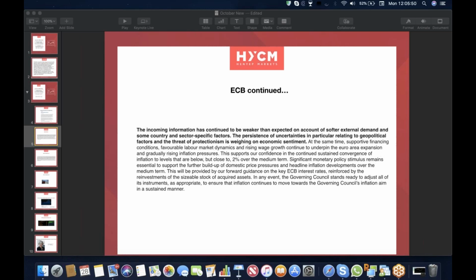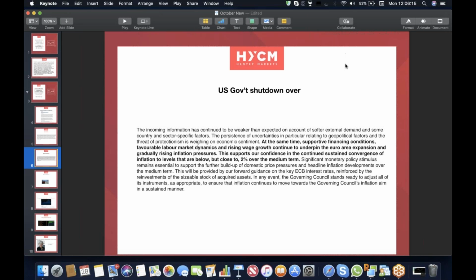during the question and answer session, Draghi said that the market had correctly understood the way the ECB was giving forward guidance, because the market's probability of rate hikes was pushing it back to the end of 2019, maybe even to 2020. So Draghi was recognizing that there's some negative drags on the Eurozone economy, but at the same time he gave quite a balanced message. He talked about supportive financing conditions, favorable labour market dynamics, and rising wage growth continuing to underpin the euro area expansion and gradually rising inflation pressures.